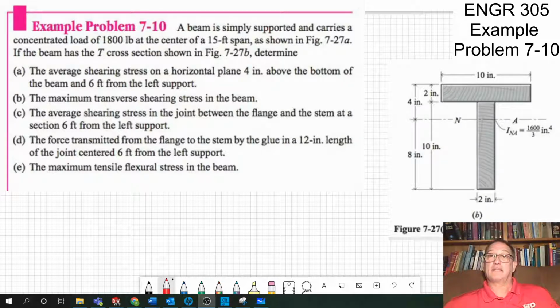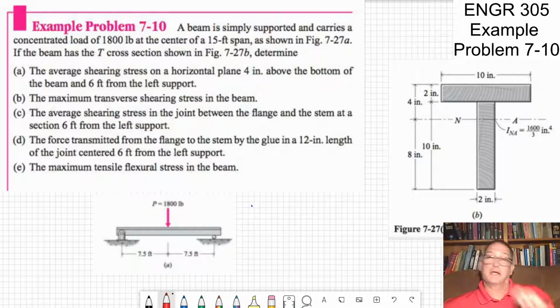So example problem 710: a beam is simply supported and carries a concentrated load of 1,800 pounds at the center of a 15-foot span. I don't have that picture for you. I did not include that. I'll add that in a sec here. Actually, let's put that on the screen. There you go. A little bit of a pause later, and it's at the bottom of the screen.